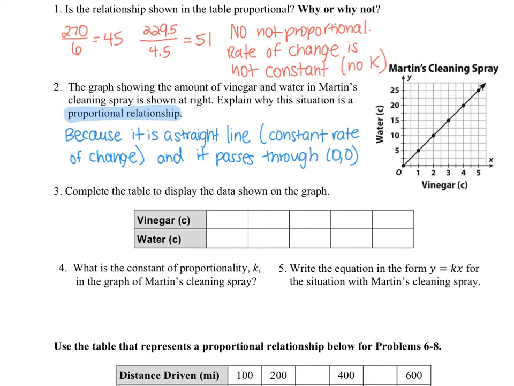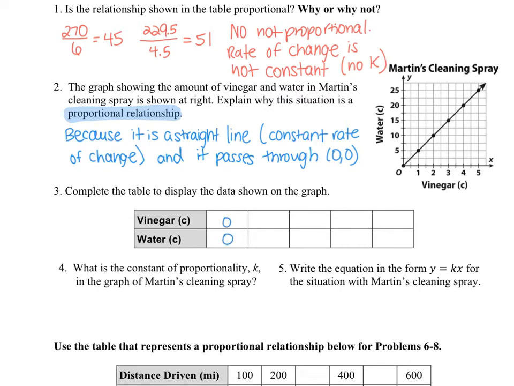For number 3, we're still looking at that table and just going to go over what I just said. We want to complete the table to display the data shown on the graph. So we're going to pull those points off the table. I only have 5 spots open. So if you want to put 6, that's okay because I didn't include 0, 0. So I'll go ahead and do that here.